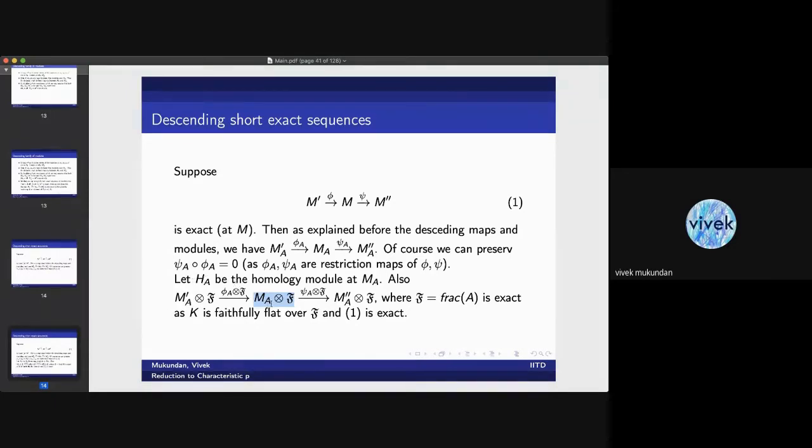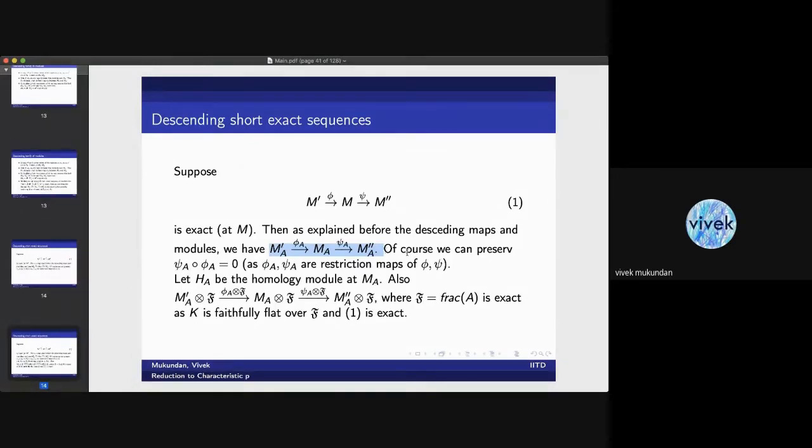Or you can look at the definition: first localize at a non-zero element of A, and then how do we reach the homology after tensoring with F? It is a directed union of all these localizations. So eventually, at one stage, the homology becomes zero. Therefore, you can localize at that particular element and make sure that H_A is zero. So after localizing at a non-zero element of A, the homology at M_A is zero. So if your original sequence is exact, then after you descend to the A level, the sequence still remains exact.